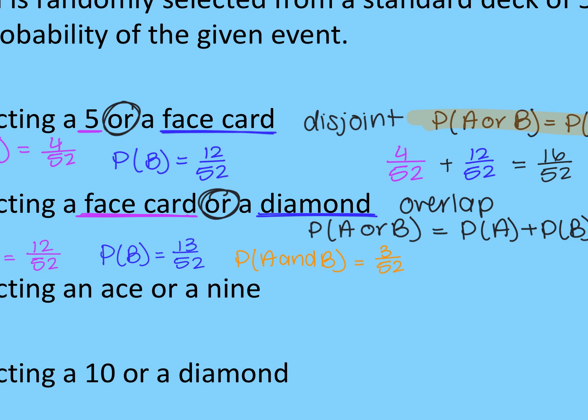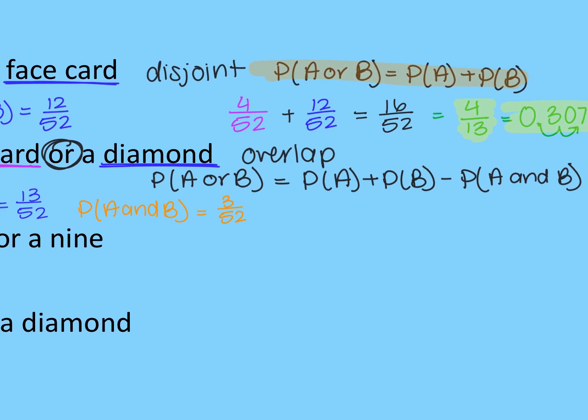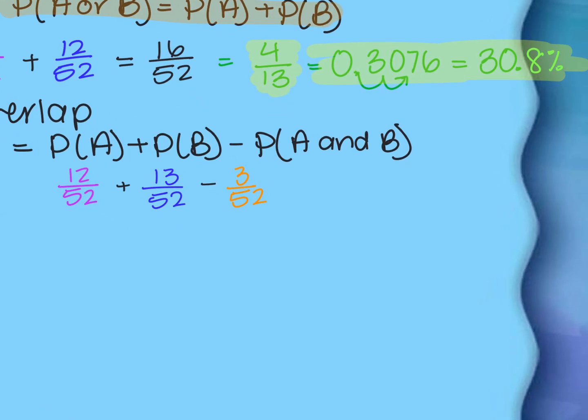And now all I have to do is plug it in and solve. So I'm going to have 12 over 52 plus 13 out of 52 minus 3 out of 52. Again, they have to have a common denominator, so do not simplify until you get to the very end. So looking at these, if you added and subtracted correctly, you would have had 22 over 52. And that does simplify. That's going to simplify to 11 over 26.